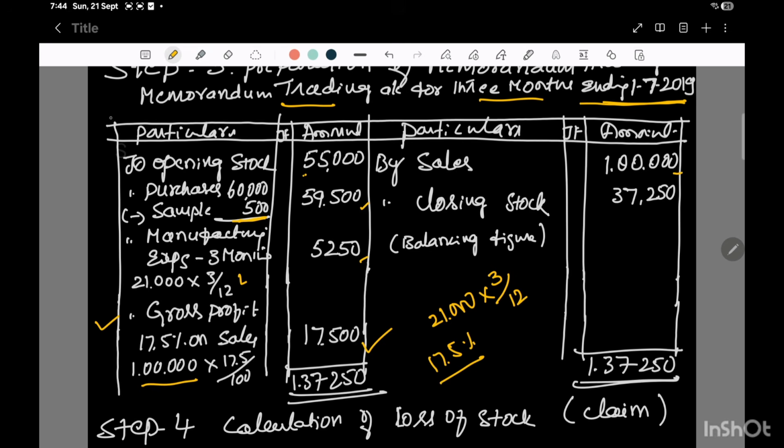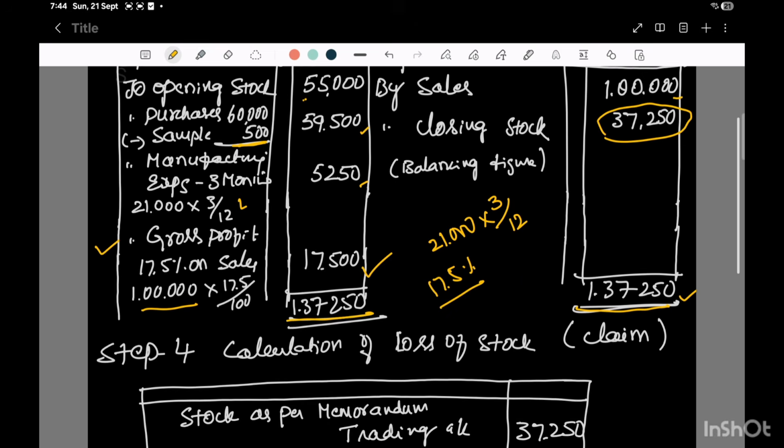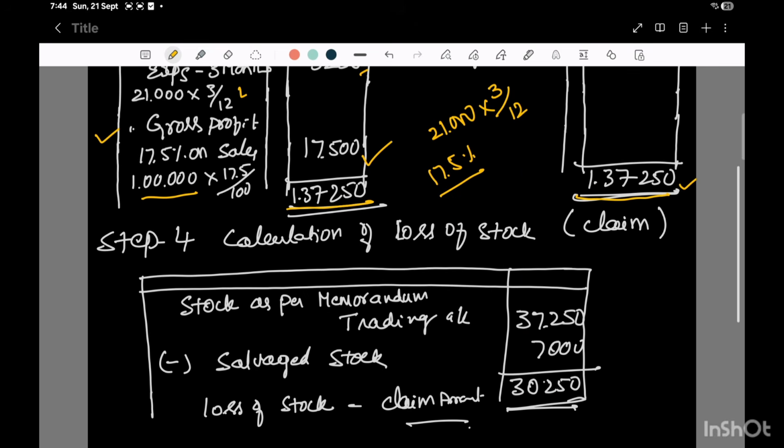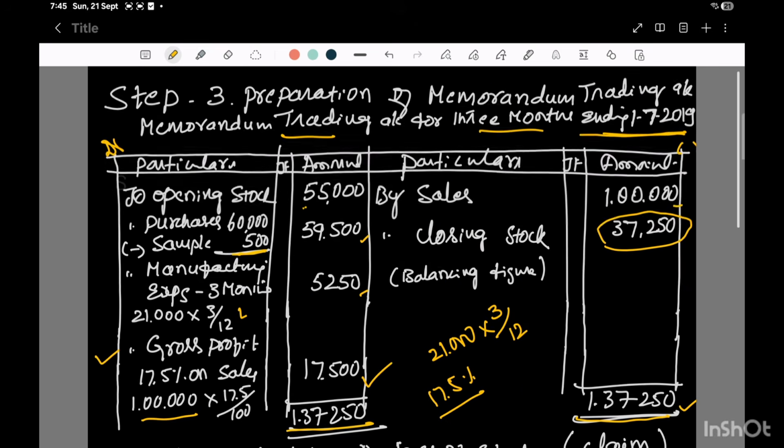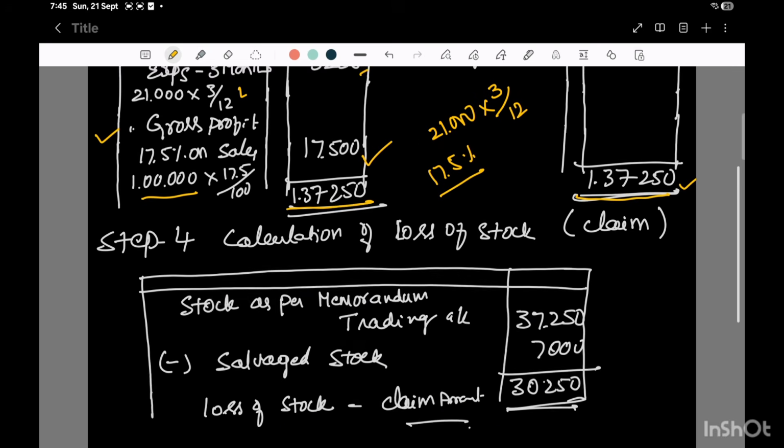So we'll make the total of the debit side first. The total becomes 1,37,250. The total is written on the credit side also, 1,37,250. The difference that you are going to find is the closing stock. The closing stock is to be considered to find the loss of stock that has happened due to the fire accident. So this is the last stage.